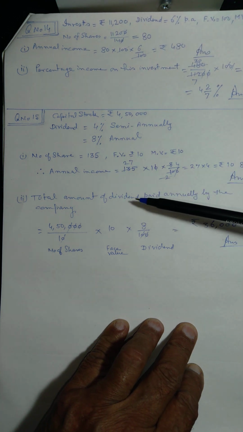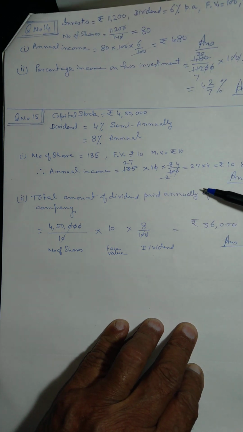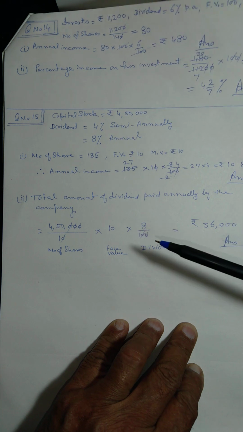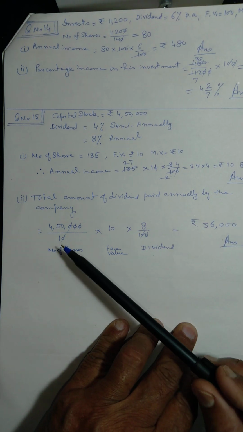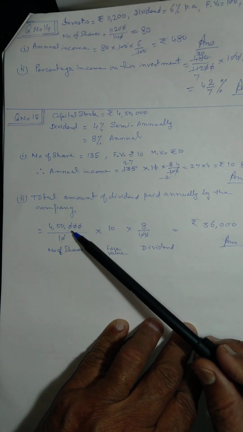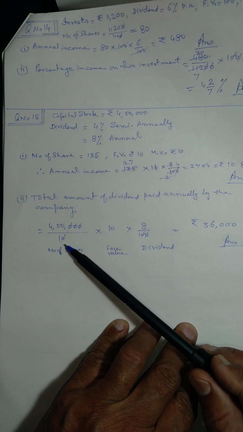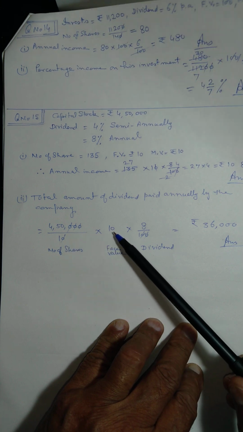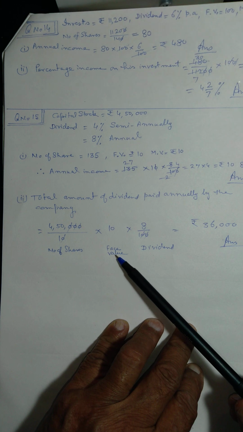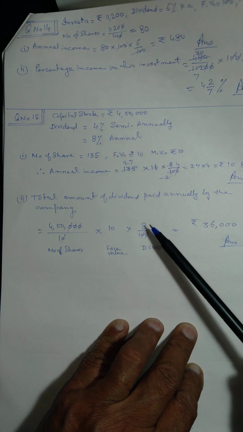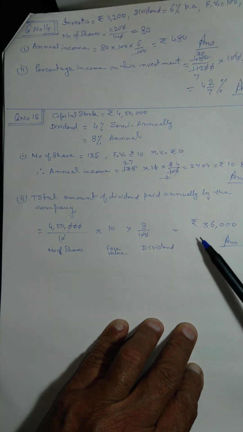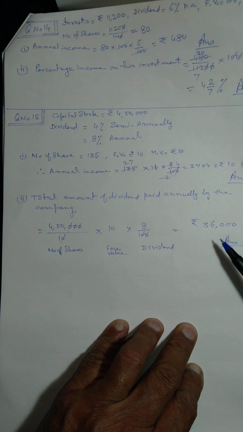The total amount of dividend paid annually by the company will be equal to 4,50,000 divided by 10 multiplied by face value. That will be, the face value is 10, dividend percentage is 8 by 100. So you will get 36,000.